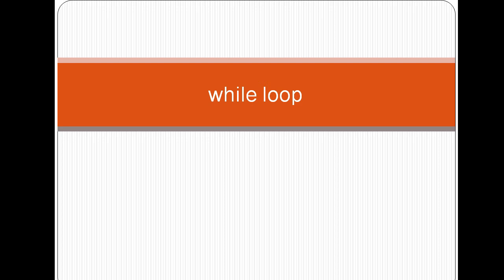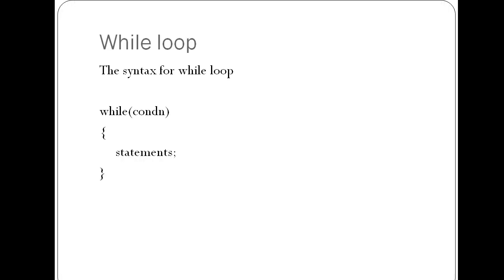So let's directly look into the syntax of while loop. The syntax of for loop we have already looked into in our previous lecture, and in this tutorial we are going to look into the syntax of while loop. As you can see here: while, condition, and set of statements. This is how a while loop looks like.